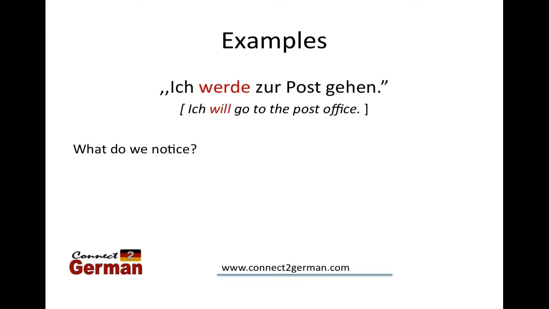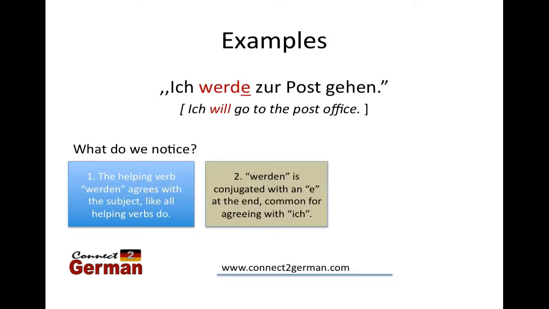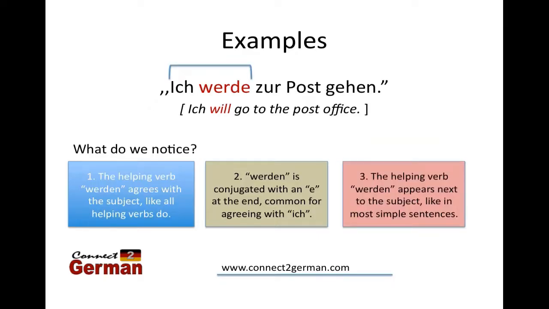Now, what do we notice about this helping verb werde? Well, there's a couple things. Number one, we notice that it agrees with the subject, just like all other helping verbs do. The second thing that we notice, specifically about the conjugation, is that it has an E at the ending, and this is a very common ending for agreeing with the pronoun ich. The third thing that we notice is that the helping verb werden appears next to the subject, just like other helping verbs in most simple sentences. There are, of course, exceptions when you get into multiple clause sentences and subordinating conjunctions and all of that, but in just simple sentences, the helping verb appears conjugated next to the subject.